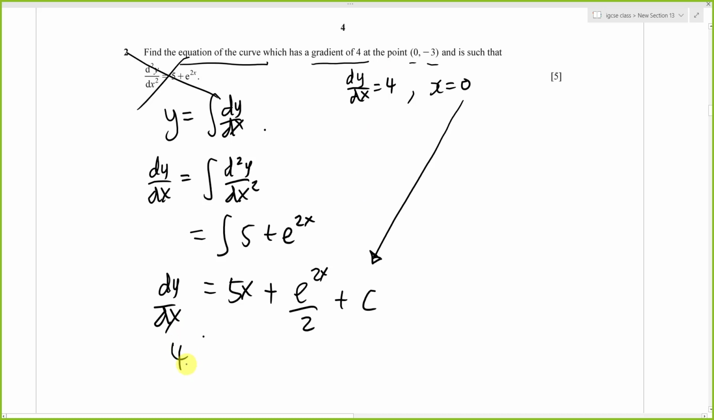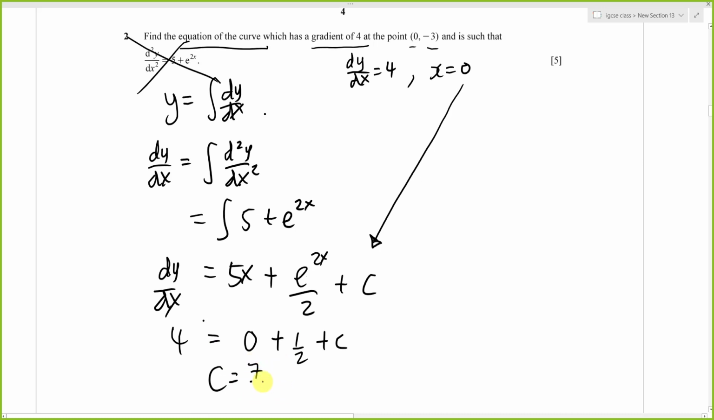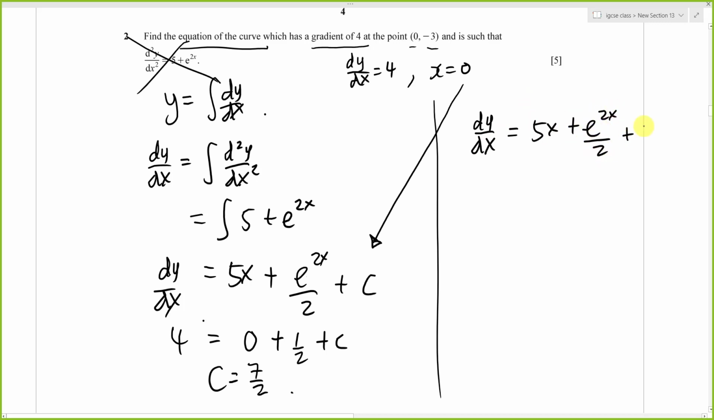So right now I will sub 4 into my dy dx. x equals 0, right? 0 plus e to the 0 is 1, over 2, plus c. So my c is 3.5, right? 7 over 2. So therefore, my dy dx equals 5x plus e to the 2x over 2 plus 7 over 2. Now I can find my equation of y here.